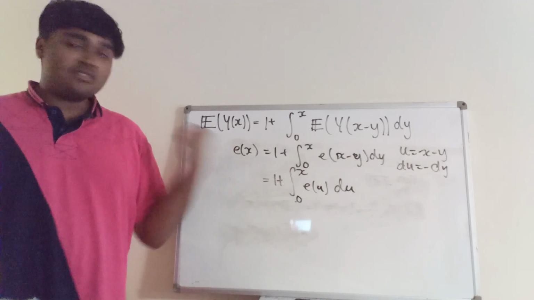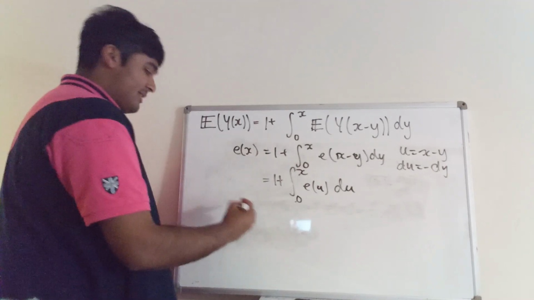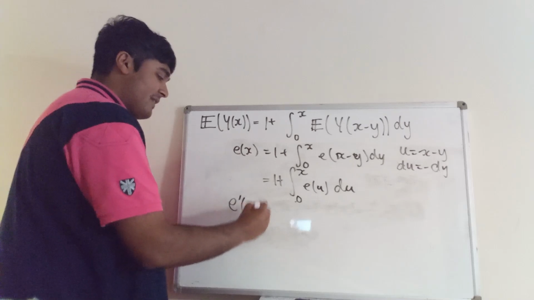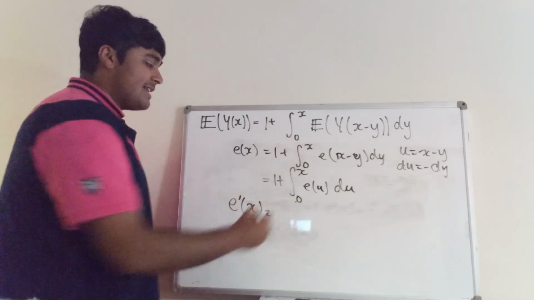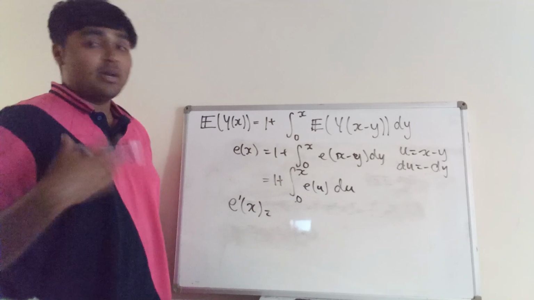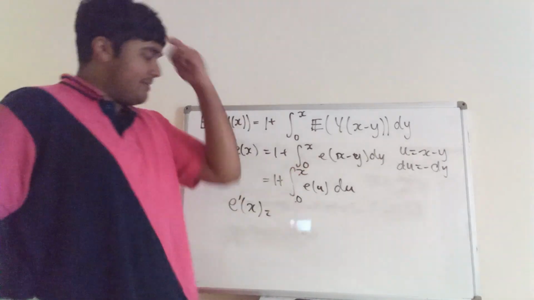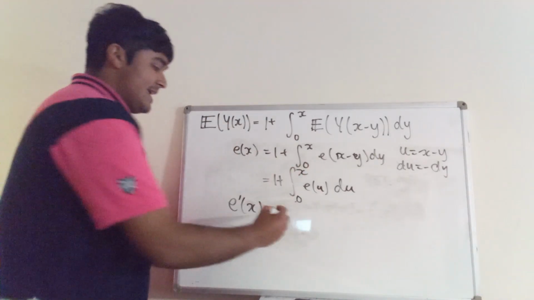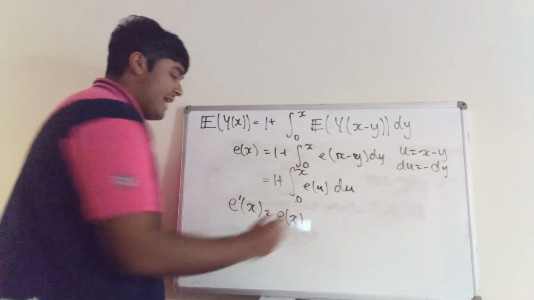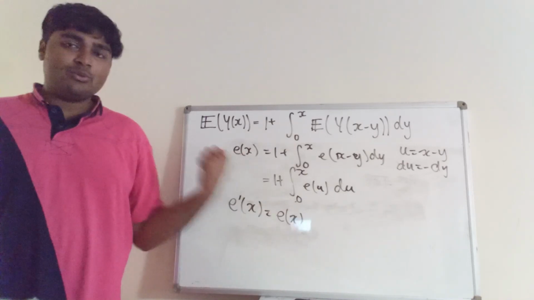The way we can solve it is by differentiating both sides. To take the derivative of the left-hand side, we get e prime of x. Taking the derivative of the right-hand side, the derivative of 1 is 0, and the derivative of this integral, by one of the fundamental theorems of calculus, is just going to be e of x. So e prime of x equals e of x.